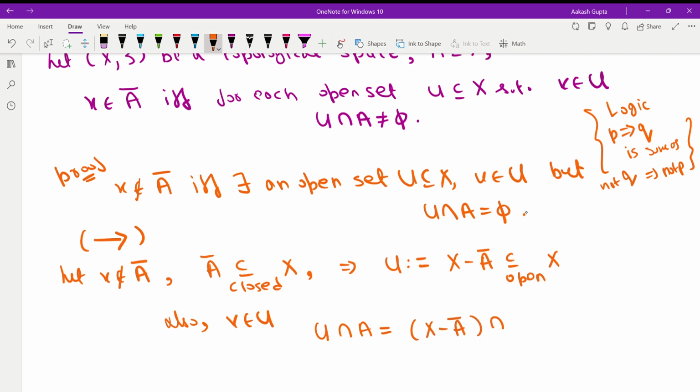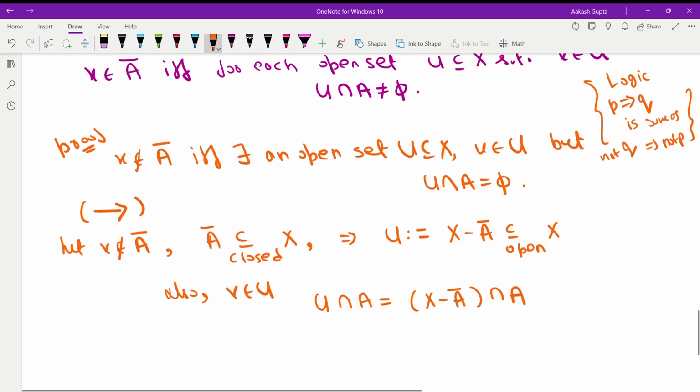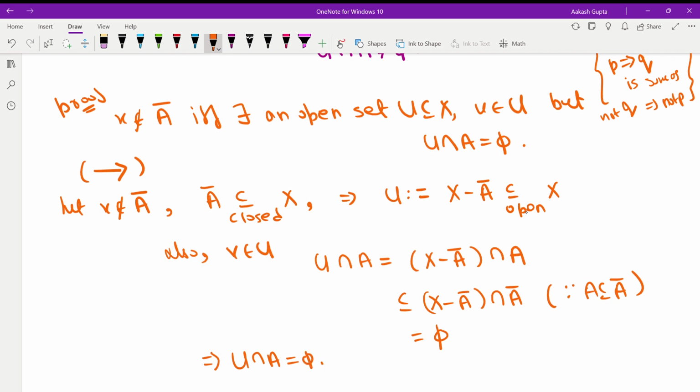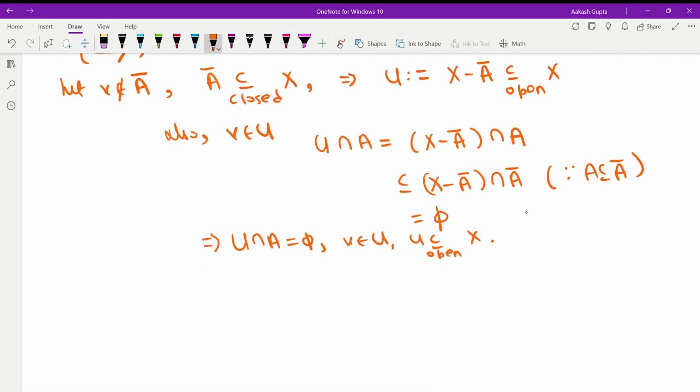What is it? X minus A closure intersection A. Guys, A is always contained in A closure, right? A closure is the smallest closed set containing A. So this is contained in X minus A closure intersection A closure, because A is sitting inside A closure. So this is empty. This implies U intersection A is empty and x belongs to U, where U is an open set. So we have produced an open set, and we are done this way.